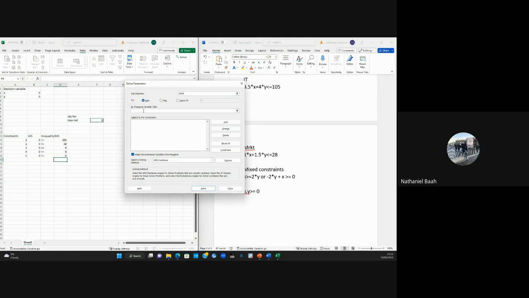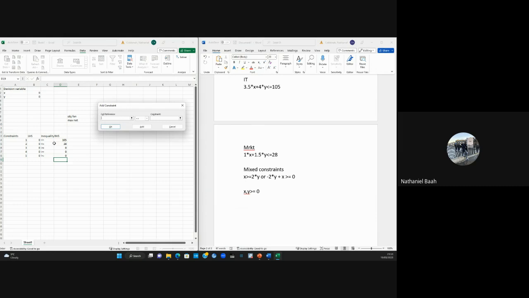And in our by changing variable cells, we are going to put in our decision variables. So you hold the control, tap on X and Y, and that is it installed here. Good. Then we have subject to constraints. We are going to put in all our constraints. So we click on it, then we go to add. So you have to watch it because probably you don't want to miss any of the constraints, right? Or you don't want to enter them twice.